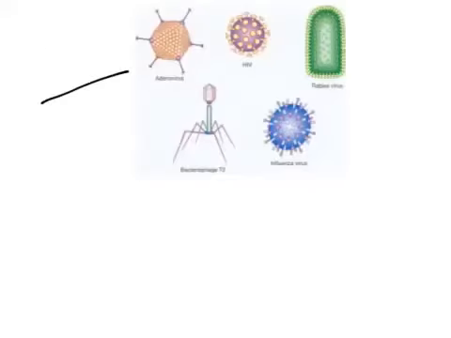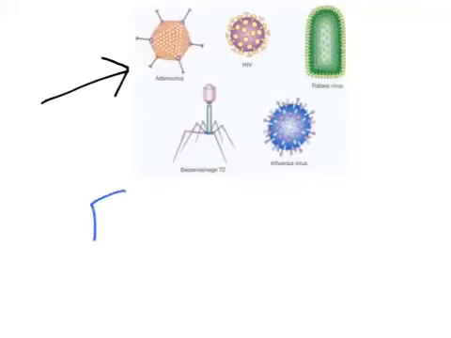So right here we have a whole bunch of different viruses. Some of them you've heard of before, like influenza, which causes the flu, HIV, which causes AIDS, and rabies, of course, which might infect a rabid raccoon. If you have a dog at home, your dog has to have a rabies vaccine. The bacteriophage right here infects bacteria. But what I want to focus on is what all of these viruses have in common.